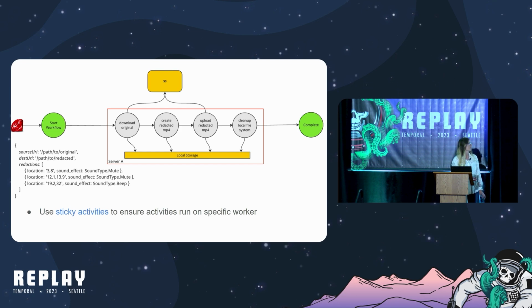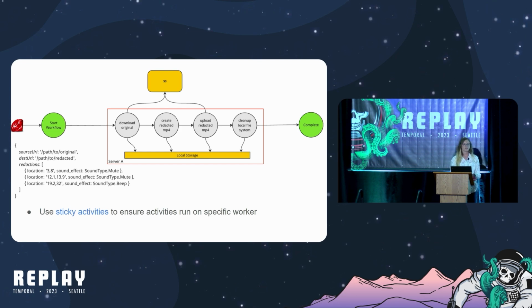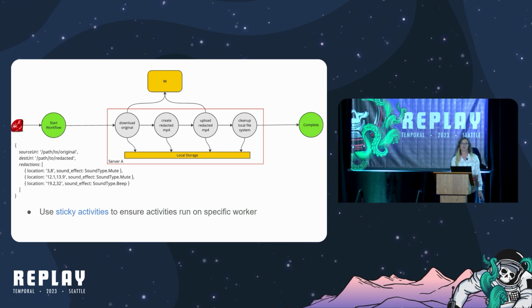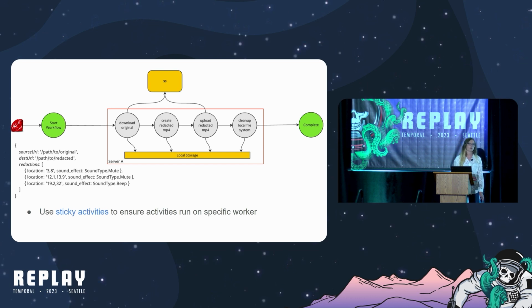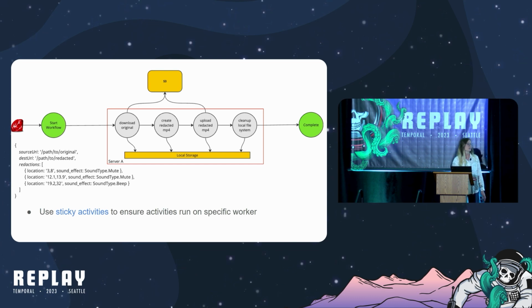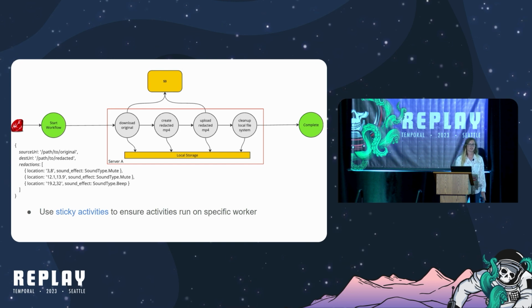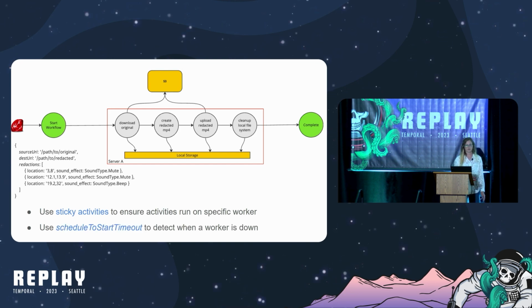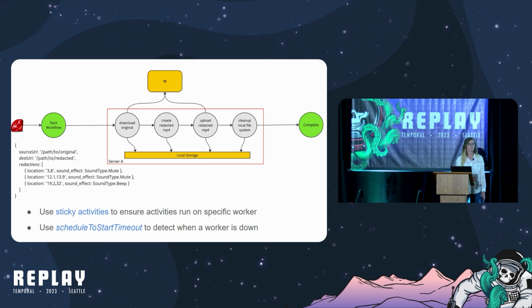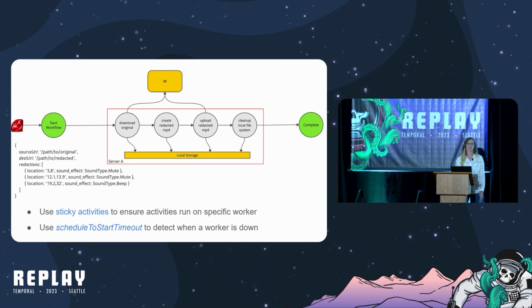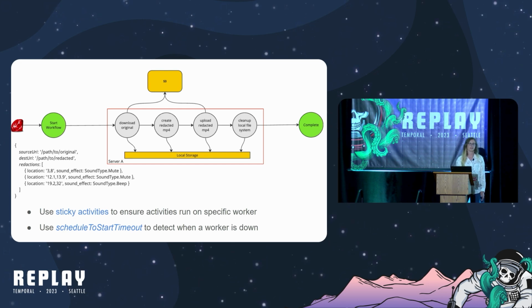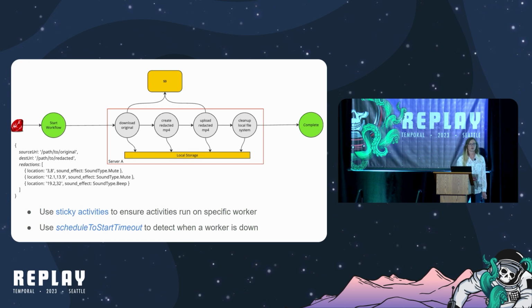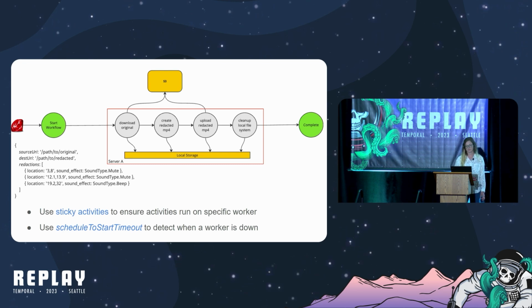The problem is we have various audio files that we're dealing with. Some may take longer than others, and we don't want to wait longer than we have to. Plus, we don't want to end with our workflow in a failed state. So instead, we're using schedule to start timeout, and this allows us to detect when a worker has gone down in a relatively short time and restart our workflow on a new worker.